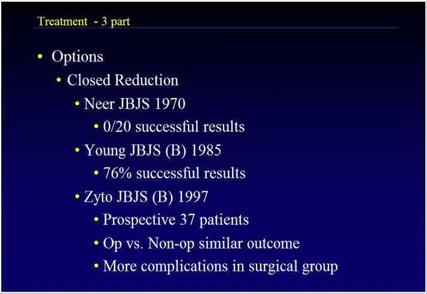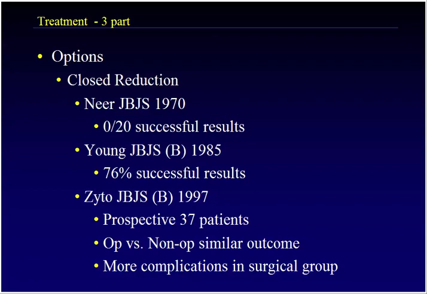Now, for 3-part fractures, closed reduction has historically been associated with poor results, and Neer described no successful results with closed management of 3-part fractures. Young, in the British JBJS 15 years later, had 70% successful results. And then in 1997 in the British JBJS, Zyto looked at a prospective review of 37 patients and basically reported similar functional outcomes in patients treated operatively versus those treated non-operatively.